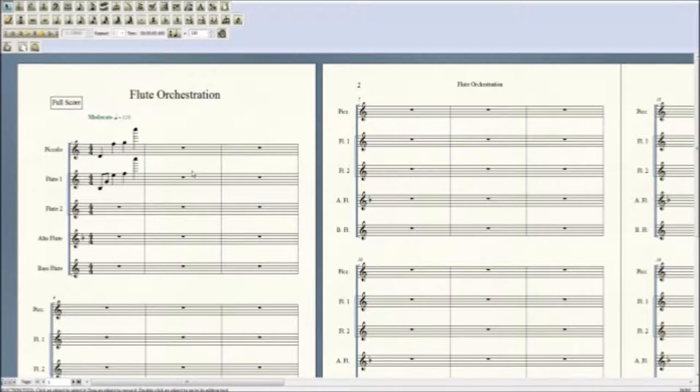Or no, wait, is it A flat? I'm trying to do this off the top of my head now. Is it A or is it A flat? It's one of the two. Anyway, regardless, that first note you hear should be in tune.